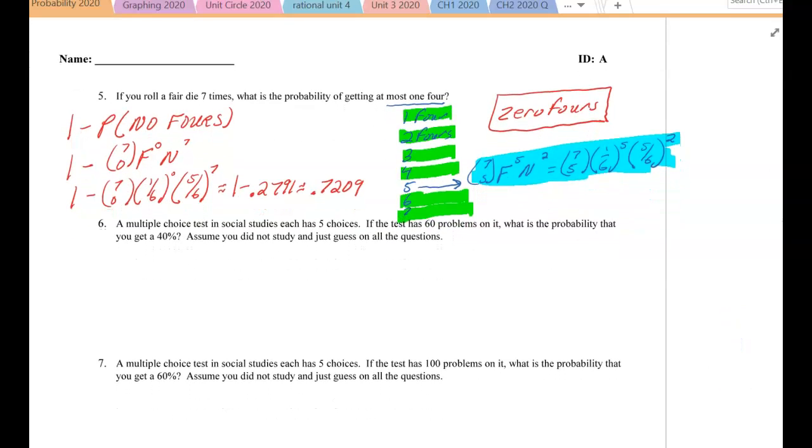All right, problem number 6. On a multiple choice test, let's say that Mr. Fay, Mr. Moretti, or your social studies teacher gives you, the test has 60 problems on it. What is the probability of getting 40%? This means exactly 40%. Let's assume you did not study for the test at all. So getting a 40%, and if there are 60 questions, that means you got 24 correct. And if you got 24 correct, that would mean you got 36 incorrect.